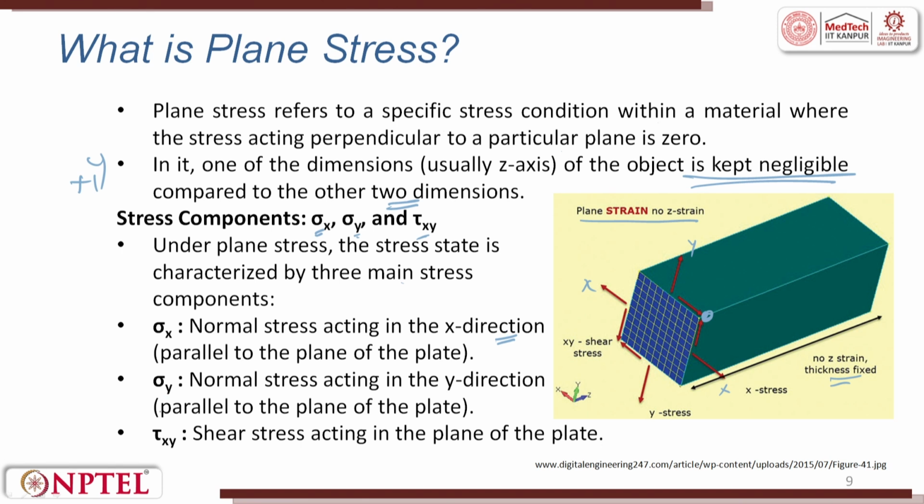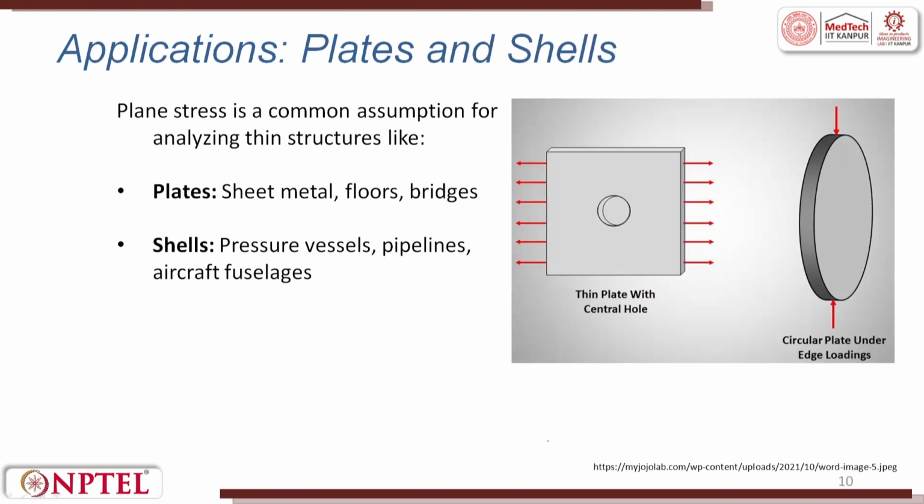Sigma x is the normal stress acting in the x direction. Sigma y is the normal stress acting in the y direction. So, the x direction is parallel to the plane of the plate. The y direction is parallel to the plane of the plate. Tau xy is the shear stress acting in the plane of the plate. So, plate and shell, at both places we use the plane stress condition.